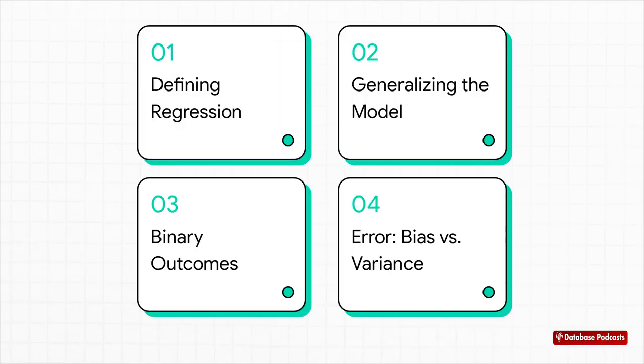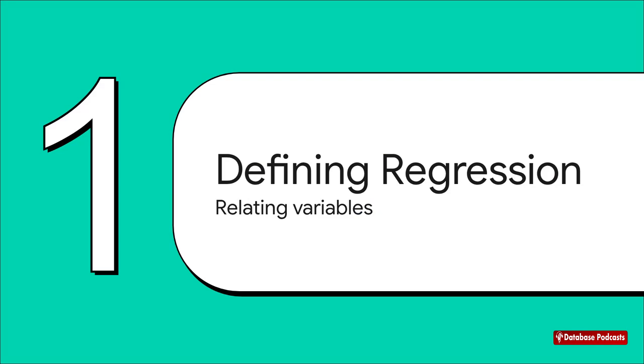All right, so here's the game plan. We're going to walk through 4 key ideas, starting with the absolute basics of regression, and then we'll work our way all the way up to how we figure out if our predictions are any good. Okay, let's start at the beginning. Before we can even think about predicting the future, we have to understand the relationships that are hiding in our data right now, and that's exactly where regression comes in.